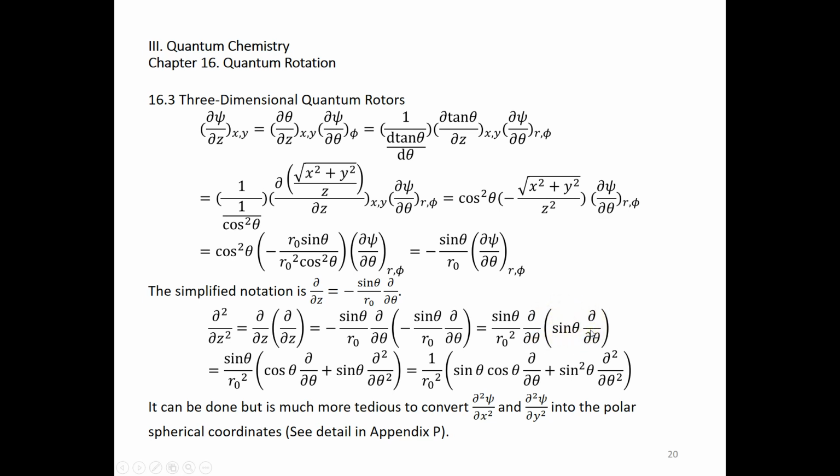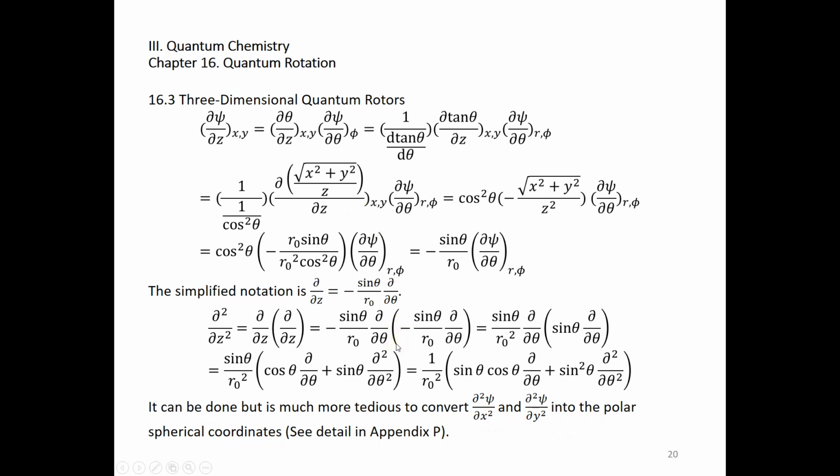We need to use the product rule, so we get this sine theta, its derivative is this, and then we copy this here, we copy sine theta here, we apply delta over delta theta to delta over delta theta. That's the second derivative. So we have this expression, and I can take the sine theta into the parentheses, and we got this. Well, in principle, we can also convert the second derivatives of psi with respect to x and y into polar spherical coordinates as well, using the same strategy.